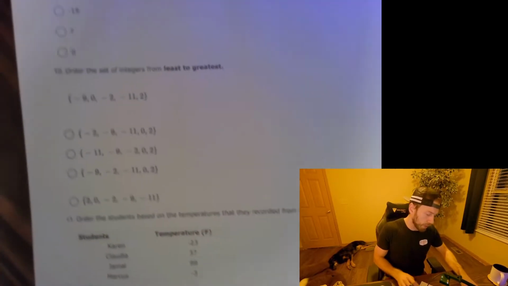Trying to get through these. I know there's quite a few of them. You guys are going to be able to skip through these if you need to.